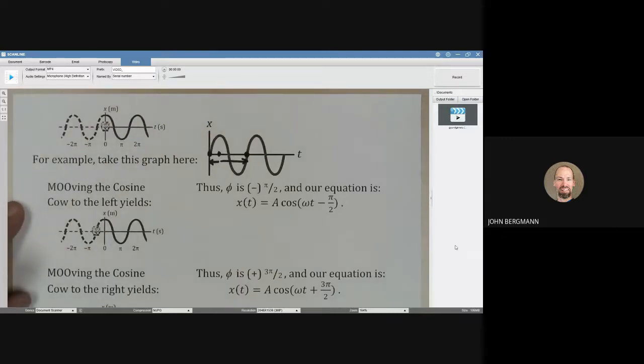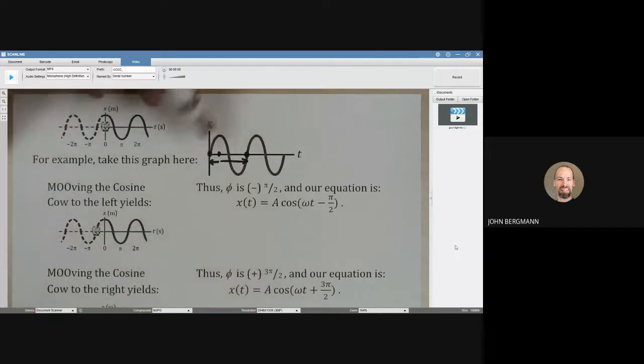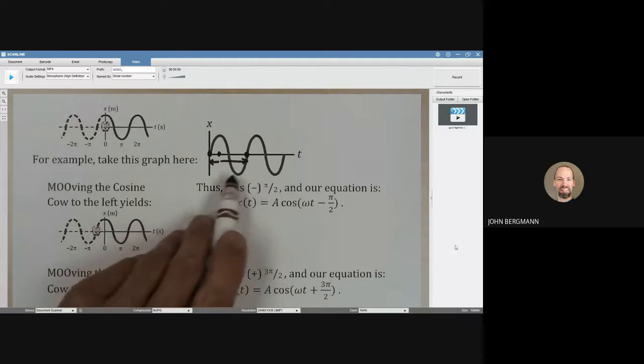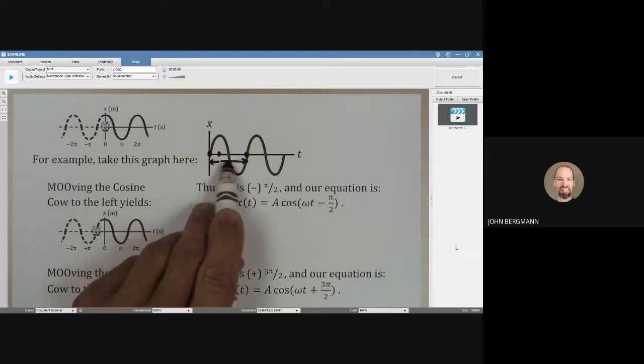And it doesn't matter whether we choose the minus phi or the plus. They're equivalent. We just have to pick one of them. In this case, you can see from this arrow tip to this arrow tip, that's 2 pi of a cycle, right? And so from here to here is going to be half a pi, and this is going to be 1.5 pi.